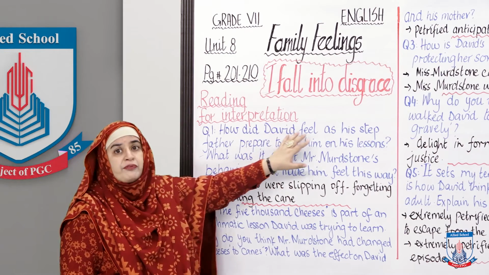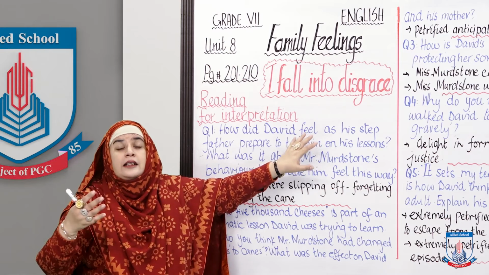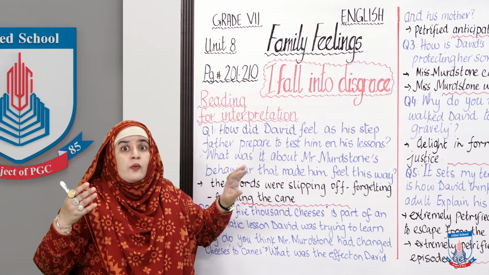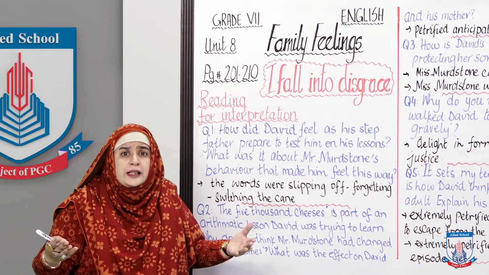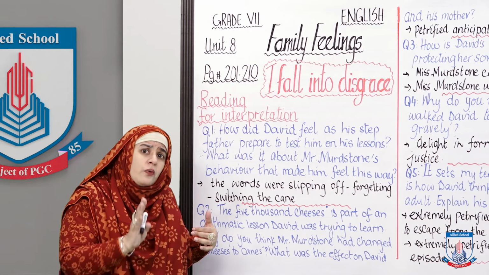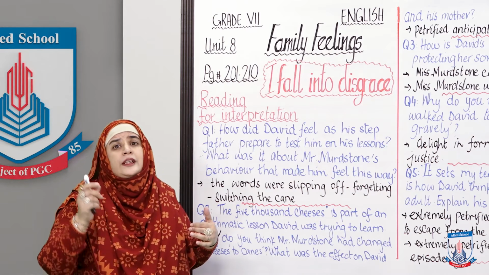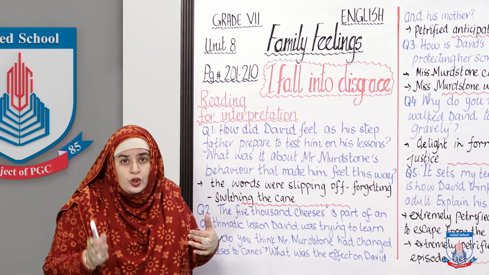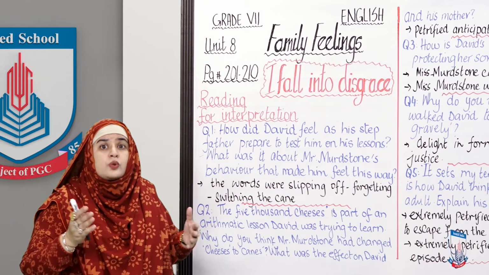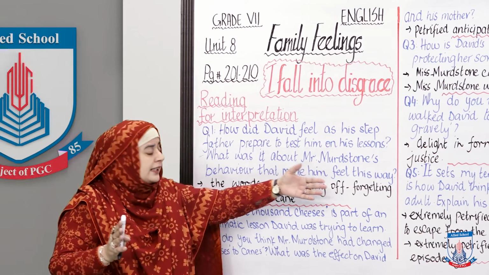Okay? How did David feel? David felt petrified, scared, and really terrified, right? The words and phrases, whatever he was reading, were slipping down from his mind. What was happening, children? He came there thinking that he had completed his preparation, but when he saw the cane, saw Mr. Murdstone's look and expression, he became so terrified that whatever he was reading kept slipping out of his mind. He was forgetting his lesson.